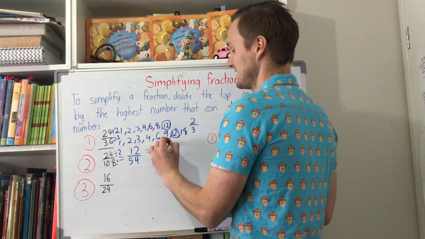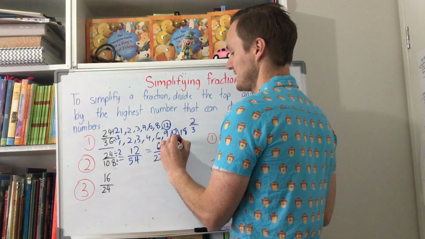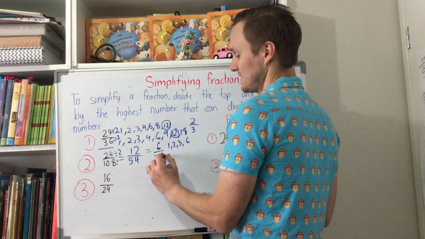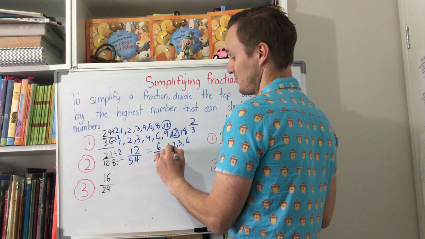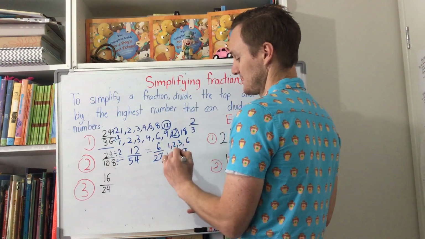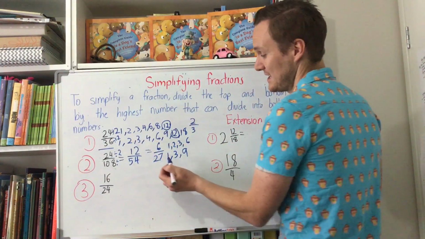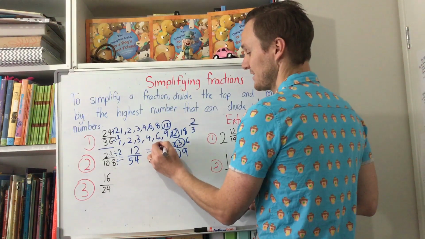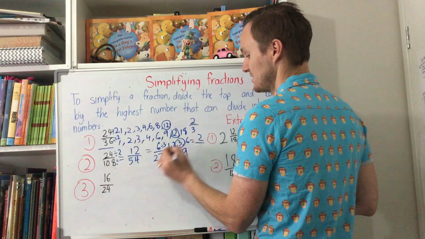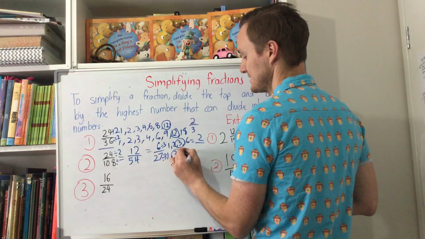So the factors of 6 are 1, 2, 3, and 6 itself. And the factors of 27 are 1, 3, and 9. Okay, you can see here quickly that the common factor here is now 3. So 6 divided by 3 is 2, and 27 divided by 3 is 9.